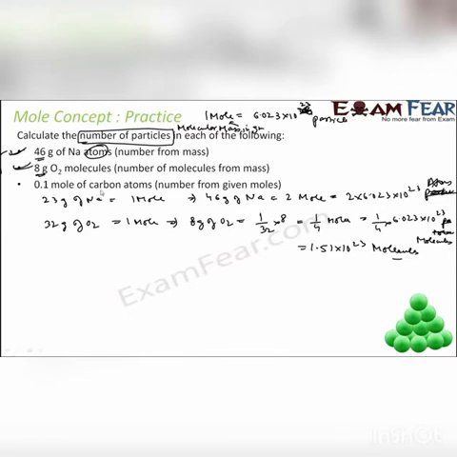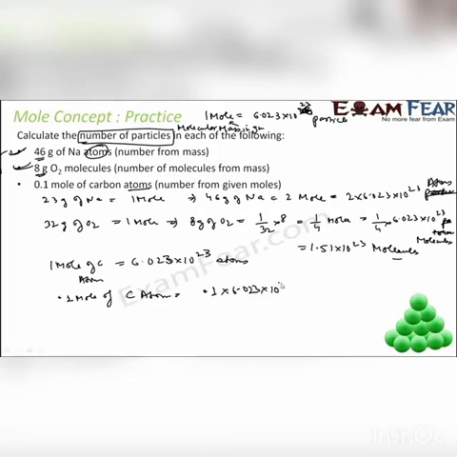Done. Third is pretty simple, 0.1 mole of carbon atoms. So we know that 1 mole of anything is nothing but 6.023 into 10 to the power 23 particles. Here we talk about atoms. So 1 mole of carbon atoms will be this many atoms. So 0.1 mole will be what? 0.1 mole of C atoms will be 0.1 into this value, 10 to the power 23 atoms, and that is nothing but 6.023 into 10 to the power 22 atoms.